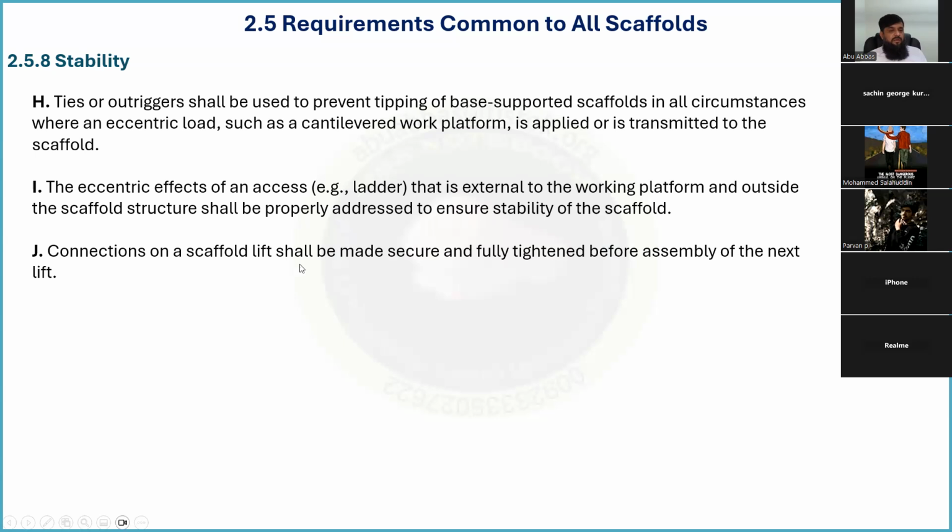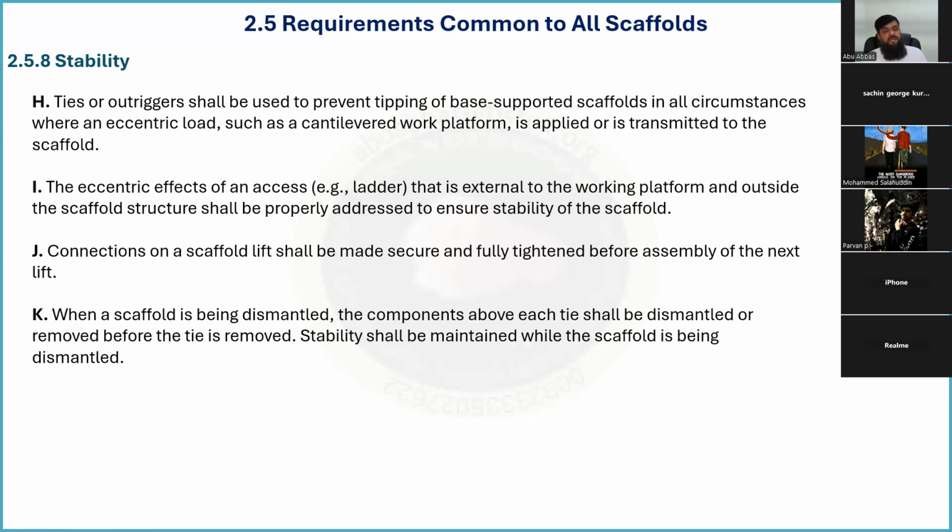Whatever else can be, lift shall be made secure and fully tightened. Maybe we have a tie point there, maybe a raker or outrigger. So we'll make sure those are complete, tight, secured. Then we will go further.